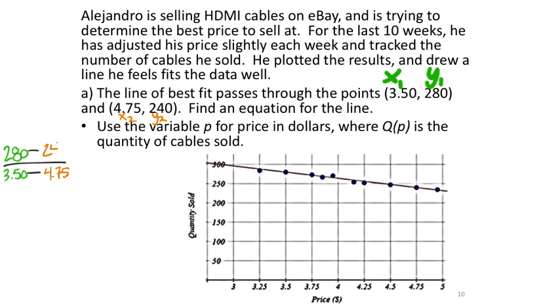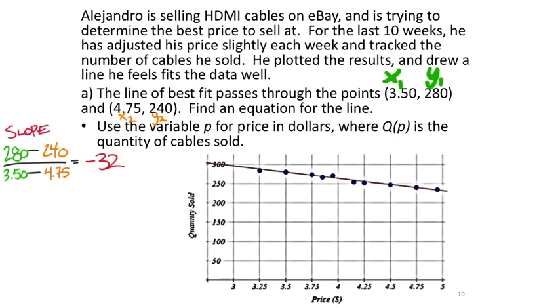Now you're welcome to calculate this on your own, but I am just going to put this into my calculator. Let's see what we get. So the n over d button, 280 minus 240, all over 3.5 minus 4.75. Enter, and I get negative 32. This right here is my slope. So there's my slope, using the slope formula.